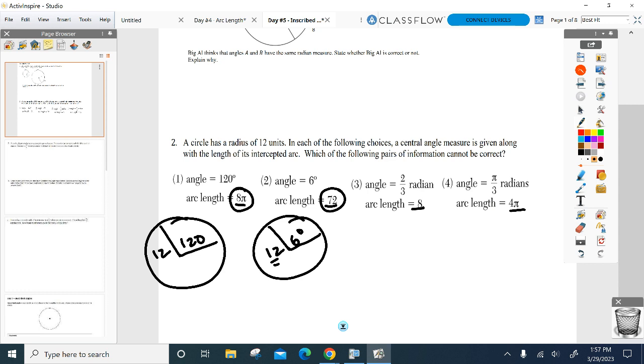All good? Okay, start it up. You got plenty of time. Let's do this. Start off with Big Al, and he thinks A and B have the same radian measure. Correct or not?